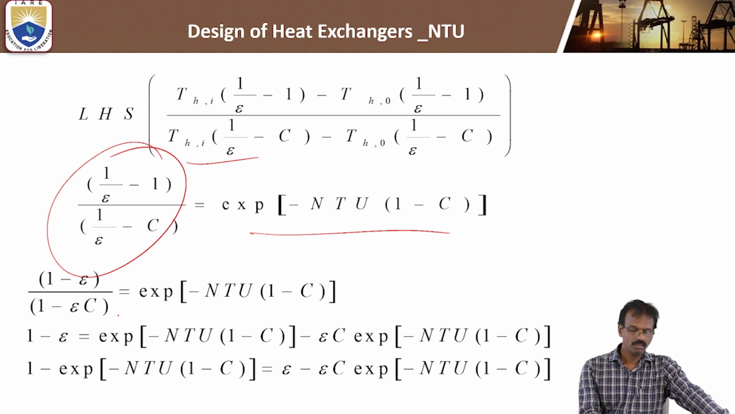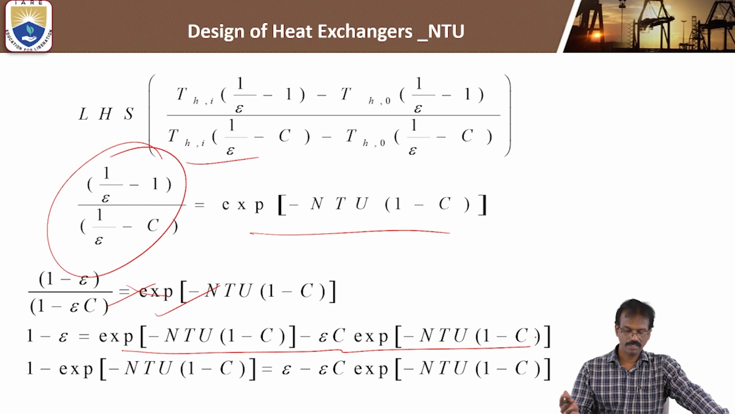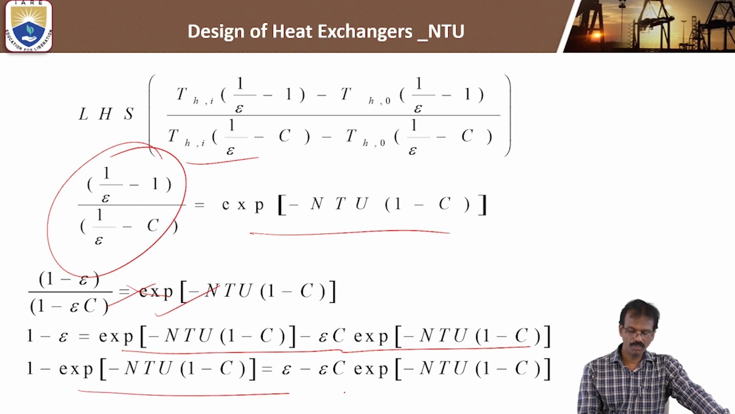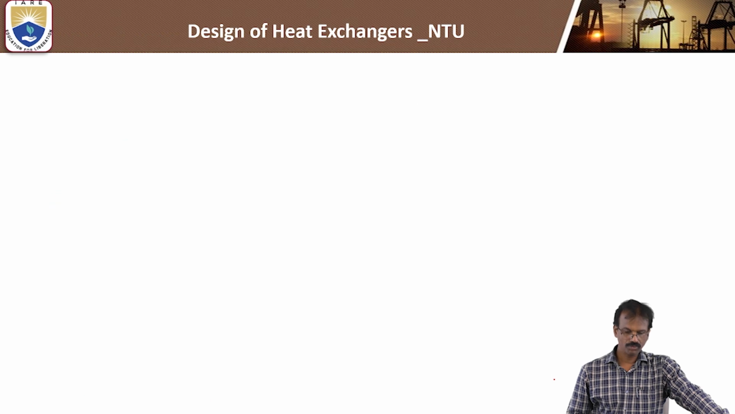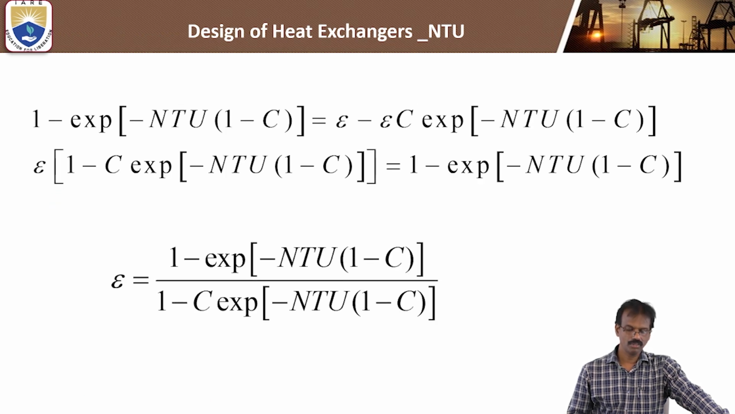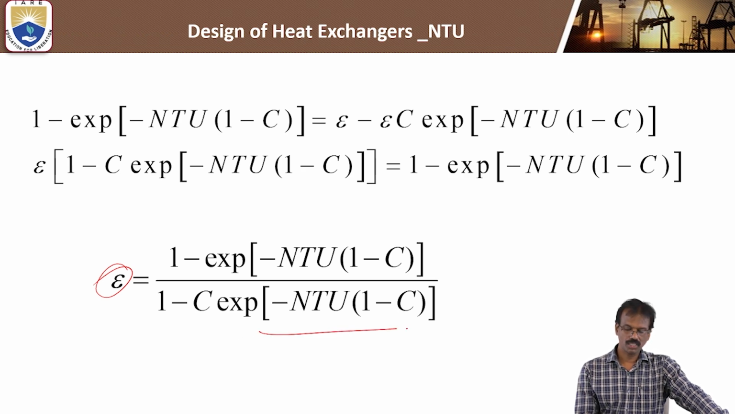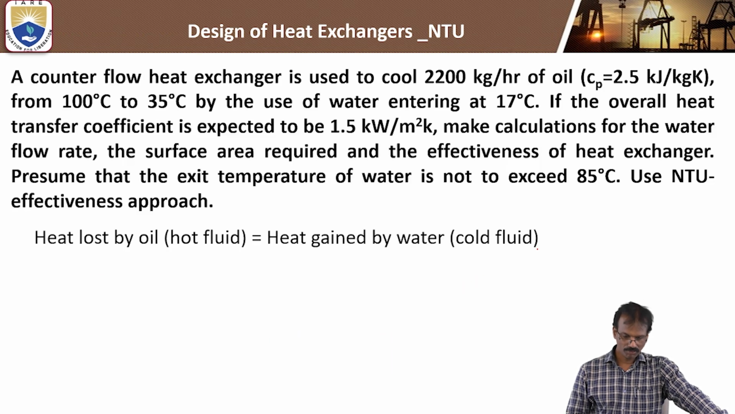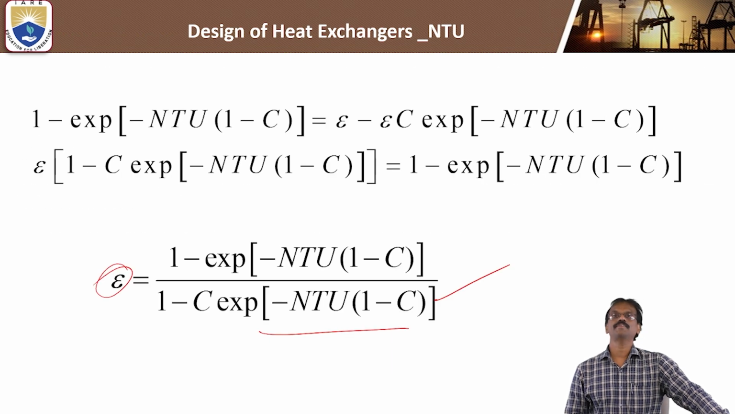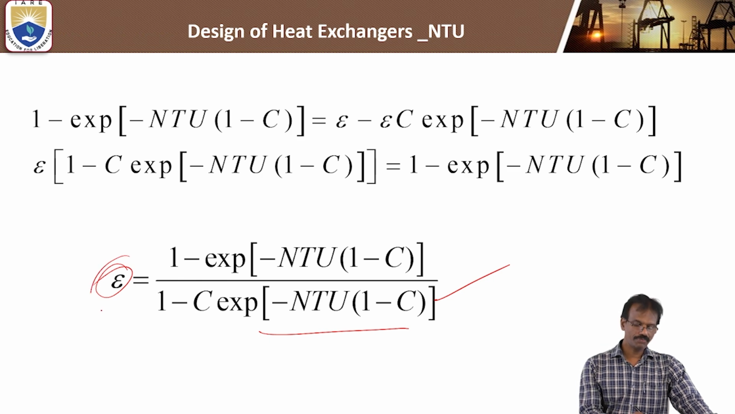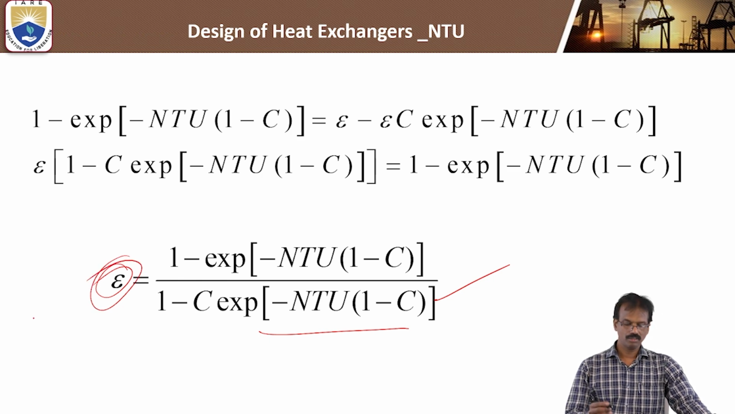Okay. Then we can simplify this one. If you cross multiply, 1 minus epsilon is equal to this complete term, including the right hand side one also. So the formula will be like this. Effectiveness is equal to, finally you can rewrite, 1 minus exponential of minus NTU into 1 minus C by 1 minus C into exponential of minus NTU into 1 minus C. Okay. So in this way, we can derive the effectiveness. By using the effectiveness, we can find out the rate of heat transfer.